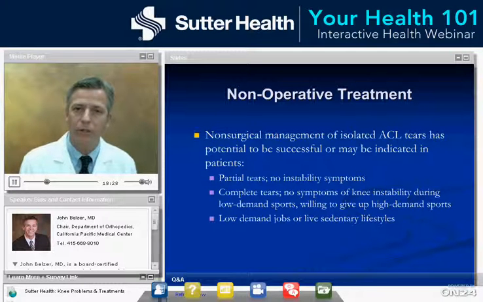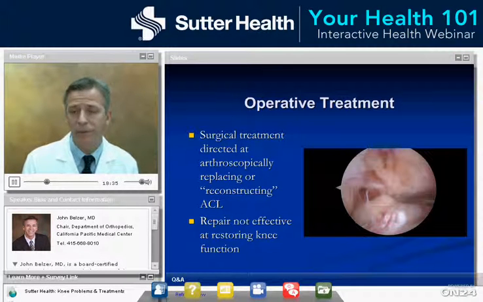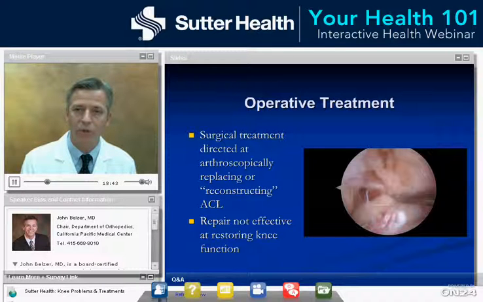However, for anybody who is more aggressive athletically or wants to get back to routine activities without worrying about their knee, or more importantly, patients simply who have unstable knees or may have other injuries, will require surgical treatment. So surgical treatment is directed at arthroscopically replacing, not repairing, the ACL. We call this an ACL reconstruction.